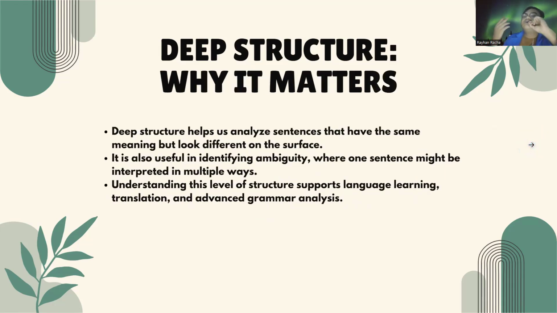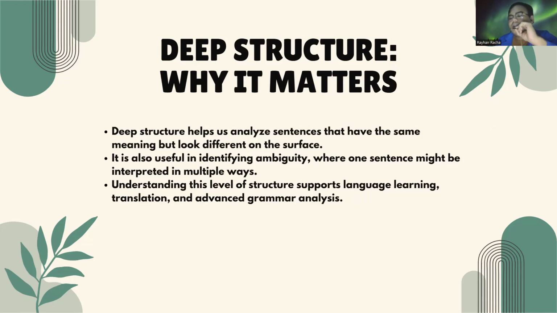So why does deep structure matter? Deep structure helps us analyze sentences that have the same meaning but look different on the surface. Some sentences may look different but they have the same meaning. Deep structure explains why. It is also useful in identifying ambiguity, where one sentence might be interpreted in multiple ways.